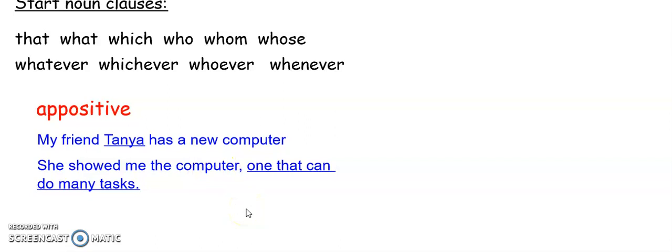Interesting little punctuation rule here. When you just have a one-word noun acting as an appositive and describing, like Tanya describes friend, that's fine. You just leave it like that. But when you're using an appositive phrase or an appositive clause, you do need a comma between the clause and what the noun is being renamed. So hence the comma there.